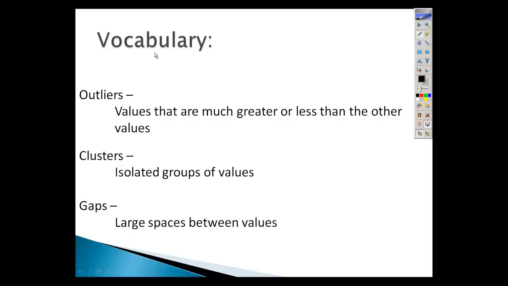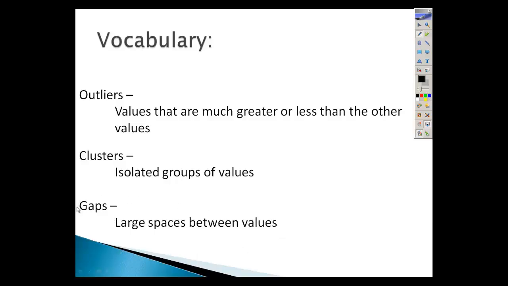Before we get started, we need to know a few things. We need to know what an outlier is. An outlier is when there's a number that is way bigger than everything else or way smaller than everything else. It's not in with the rest of the data. Clusters are isolated groups of values. That means there's a lot of numbers in one little area, or in one span. Just more in one spot than there is spread out throughout the data.